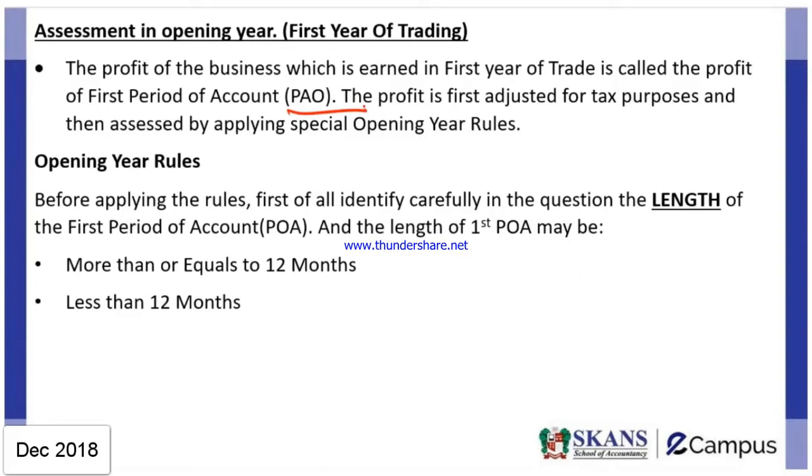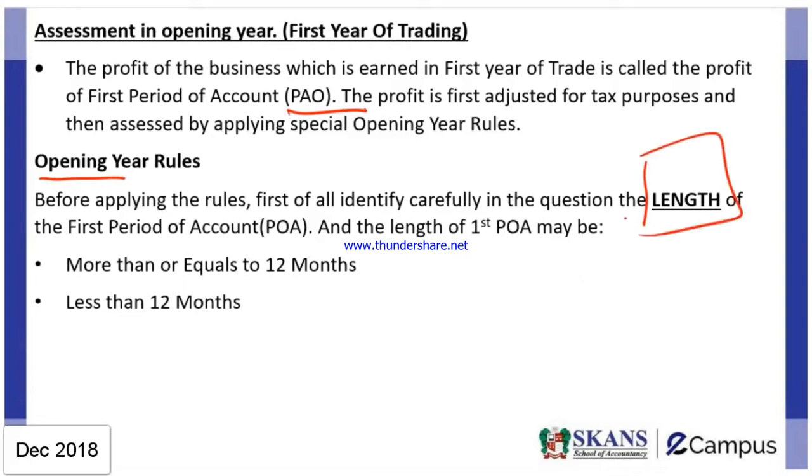Now, if you see these words in the question, that Mr. Ahmed started business, commenced business, Mr. John commenced business, started business, then you have to consider the opening year rule and apply it to find out the assessable trading income in the first period of account. Now, first of all, before applying the rules, you have to identify the length of the first period of account.